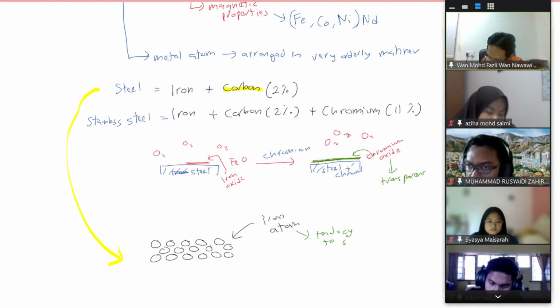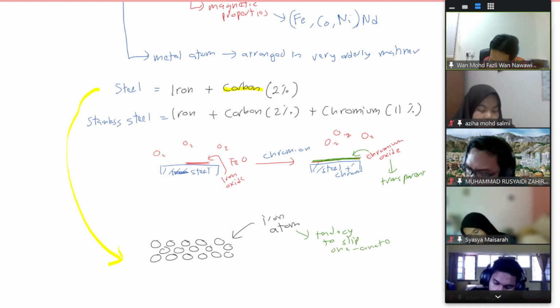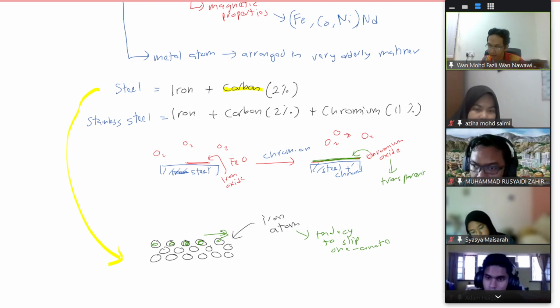Tendency to slip over one another. So this, for example, the one in green, this layer, they can slip there. They can just slip like that. When you bend it, it's easy to slip.